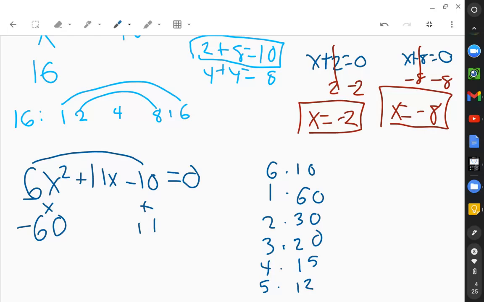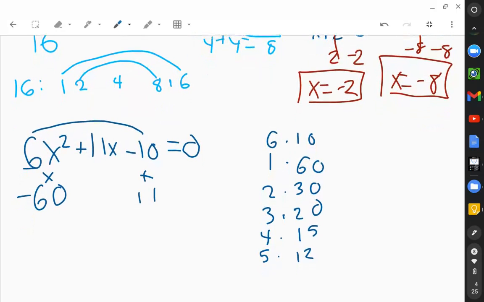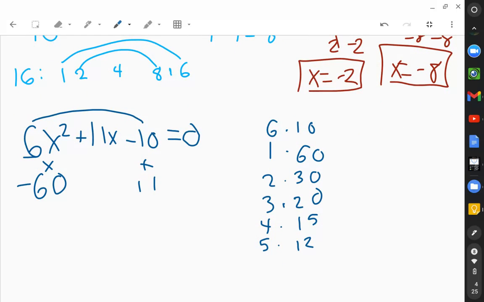So what that means is that the integers are going to be about 11 units away from one another. 6 and 10 is not 11 units away. Neither is 1 and 60 or 2 and 30. 4 and 15 here, they're 11 units away. Luckily, since the b value is positive, that means the 15 is going to be positive. So the sign for the b value tells us the larger integer is going to have this sign. So it's going to be plus 15 and negative 4.